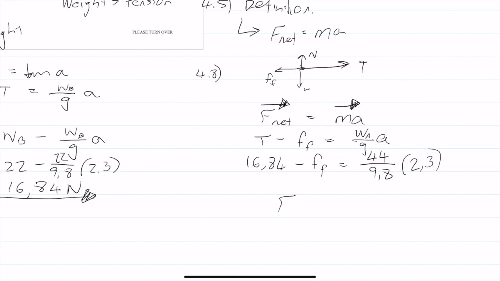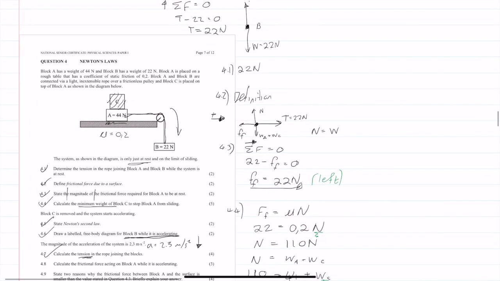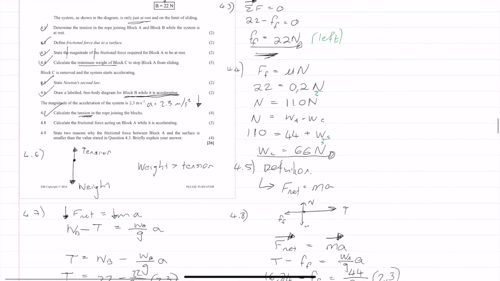So I can say that the force friction is now equal to, let's see, there's only one unknown here, so I can solve for that, and it's equal to 6,51 newtons. And that's the final answer. Important to note that the frictional force is now less. We had a frictional force of 22 before. Okay, and I think that is the last question.